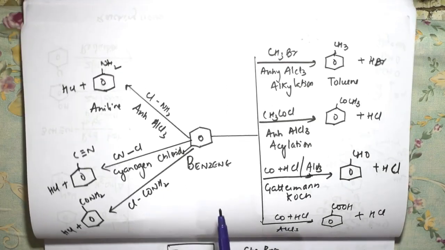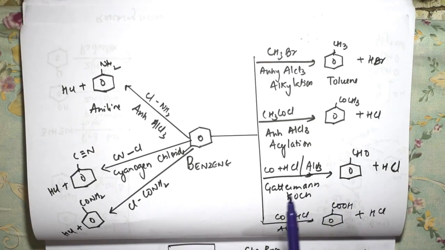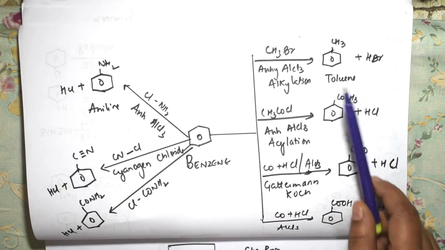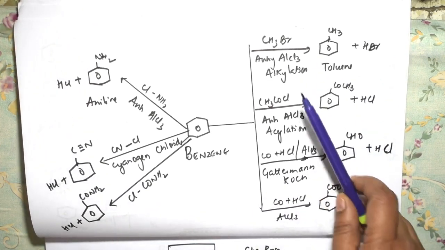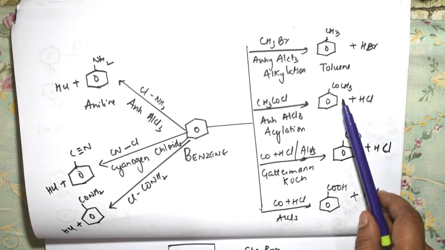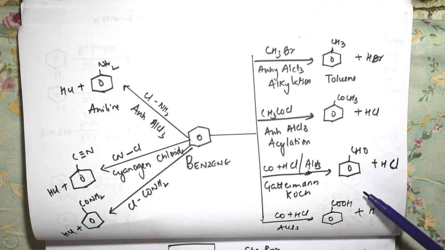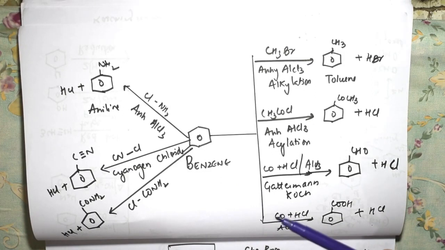Now let us see further reactions of benzene, where benzene is getting converted using electrophilic substitution reactions, where you're going to do alkylation, Friedel-Crafts acylation, adding the acyl group. You're going to do Gattermann's reaction, where you're converting benzene to benzaldehyde. You're also preparing benzoic acid from benzaldehyde. So I have shown all the reactions on this side.